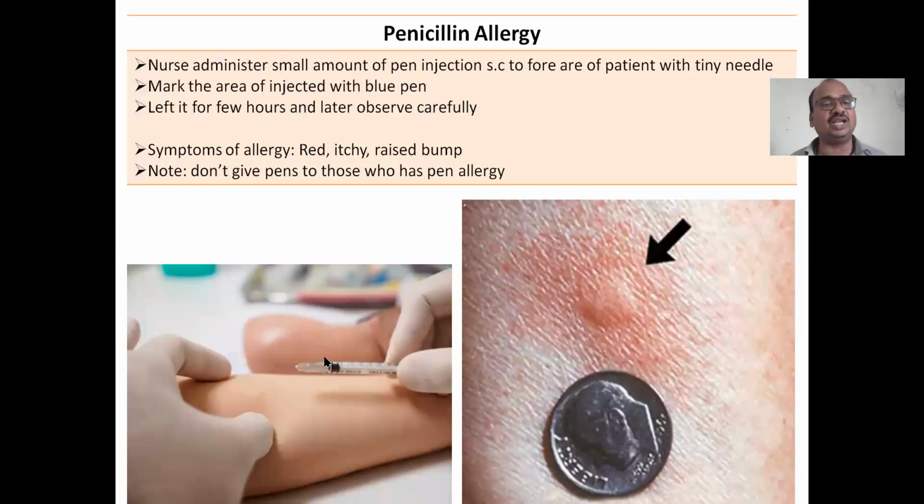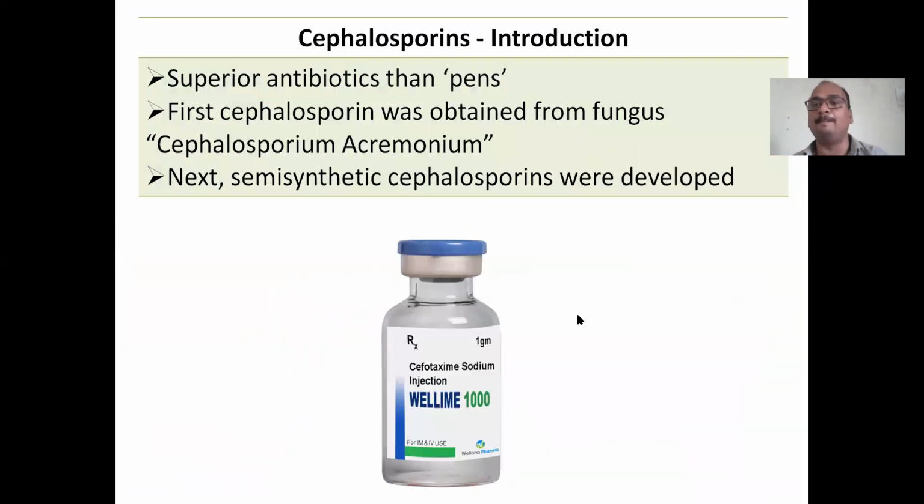And penicillin allergy, that you know very well: a nurse will give you a subcutaneous injection of a small quantity. If there is any rash, don't give penicillin, because it leads to allergy. If there is any allergy, don't give it. For comparison, you will get a coin-sized rise, just like a small balloon.